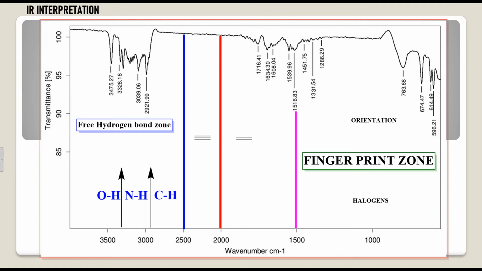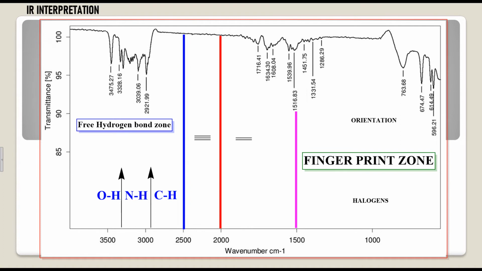Finally, the fingerprint zone. This fingerprint zone is very important to identify what kind of halogen is present in the sample, as well as the orientation. What do you mean by orientation? When there is a single substitution, or mono substitution, in the aromatic ring, then there is an orientation for the incoming group. That orientation might be ortho, meta, para. In such a case, to distinguish ortho, meta, para, this IR spectrum is very useful, and again the fingerprint zone is very useful. There you can identify which kind of orientation is present in the sample.